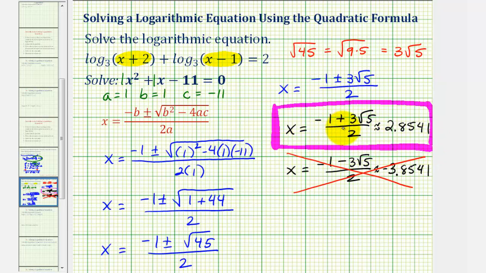Again, we have the exact value and the decimal approximation for our solution. That's going to do it for this example. I hope you found this helpful.